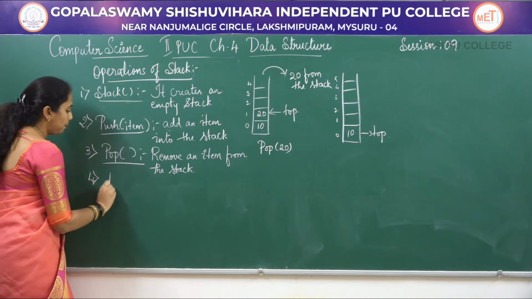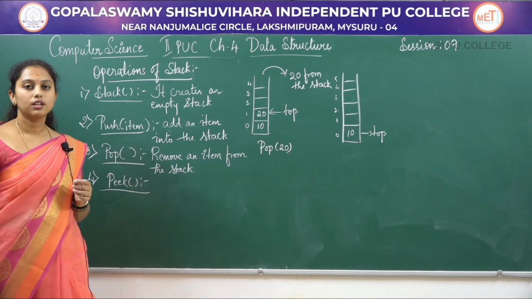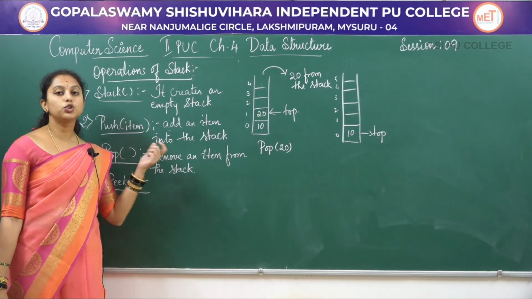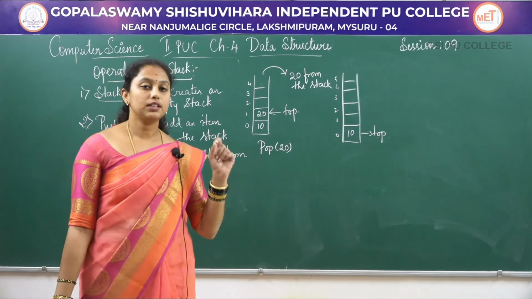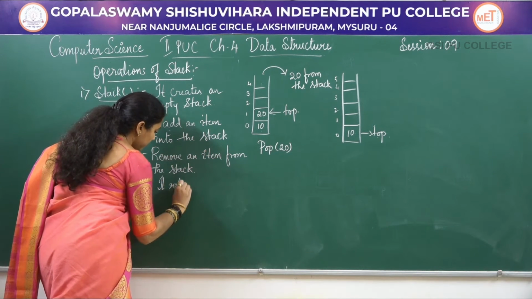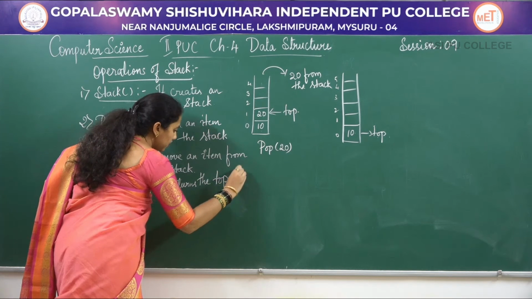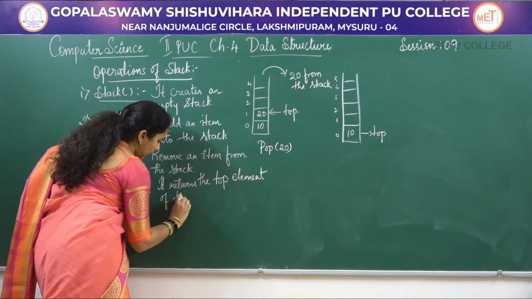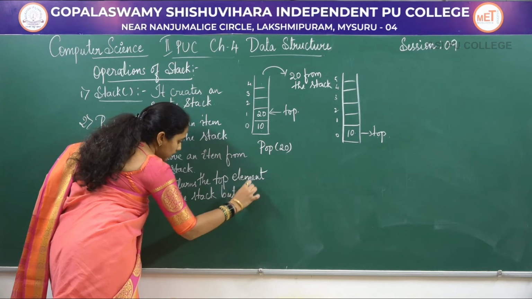Next function is the peek function. Why do we use the peek function? The peek function is used to get the topmost element of the stack, but it will not remove that item from the stack. It returns the top element of the stack but it does not remove it.